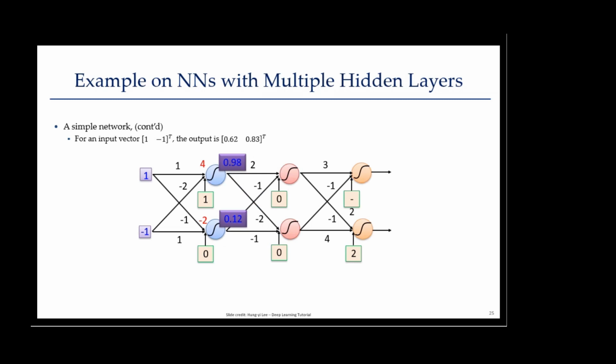Now, if you add another layer that takes this output as an input, with the weights shown, we'll have different values, and you can have another layer and different outputs. This neural network is called a transformation neural network. It just takes an input of two values and produces an output of two values, and we can call it f of 1 and minus 1 equal to 0.62 and 0.83.